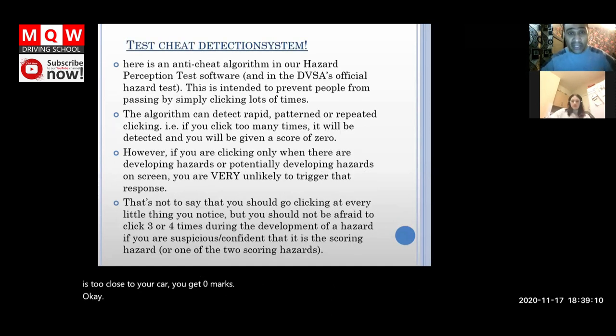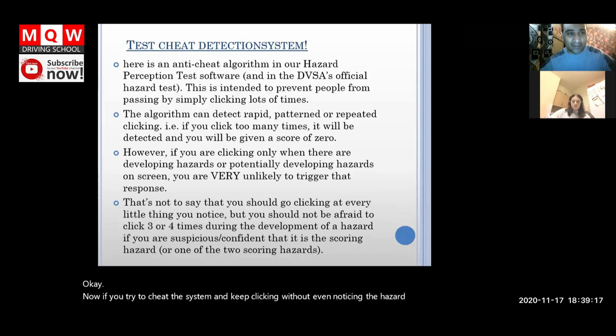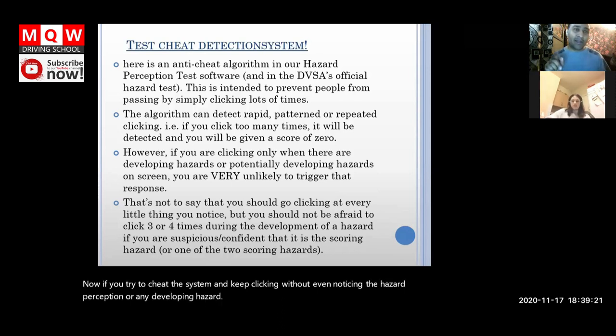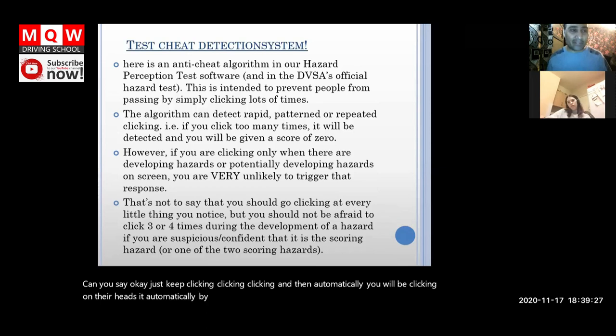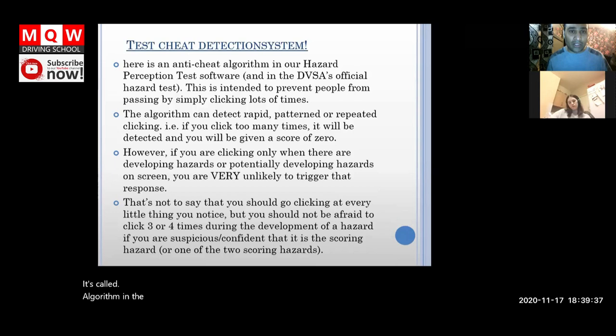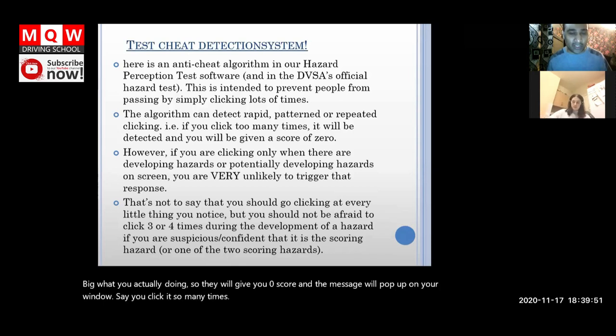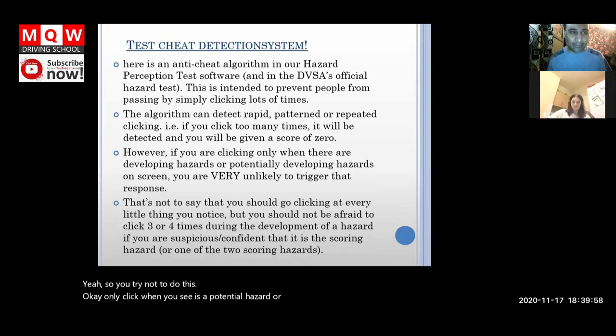Now, if you try to cheat the system and keep clicking without even noticing any developing hazard, you say, okay, just keep clicking, clicking, clicking, and then you will automatically be clicking on the hazard by chance because there will be a hazard. So there is a system, it's called an algorithm, in the hazard perception. They will pick up what you are actually doing. They will give you 0 score and a message will pop up on your window saying you clicked so many times. So you try not to do this. Only click when you see a potential hazard or dangerous hazard or developing hazard.